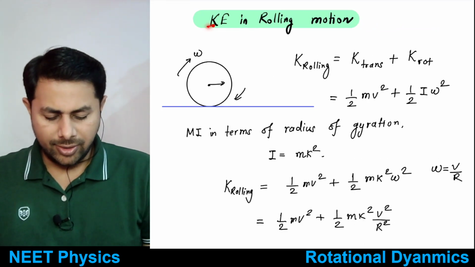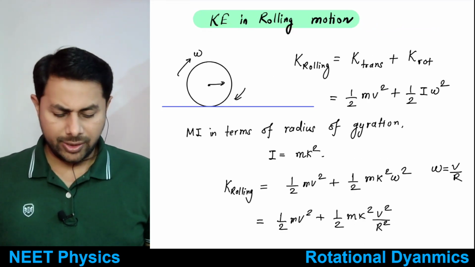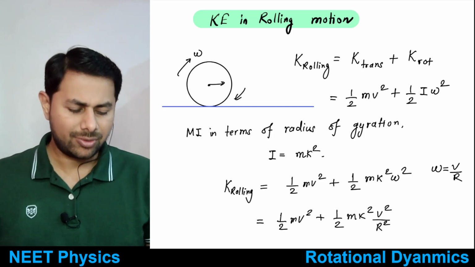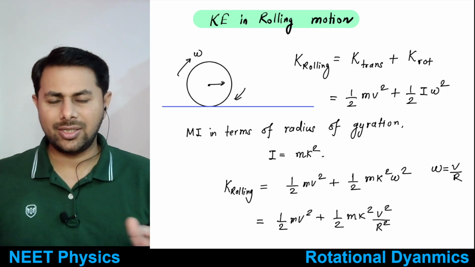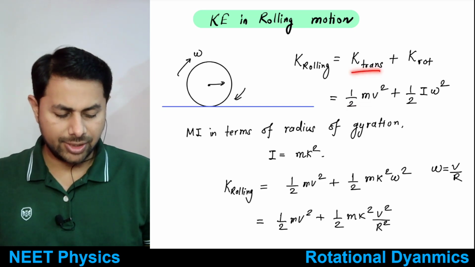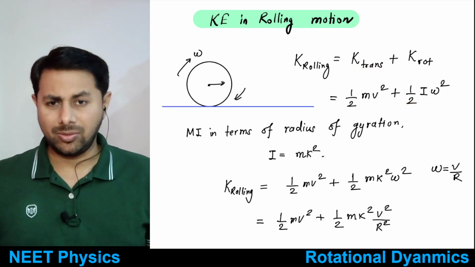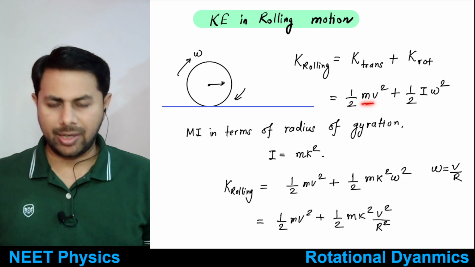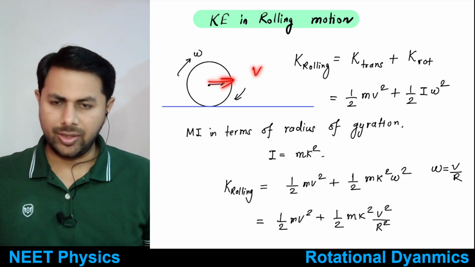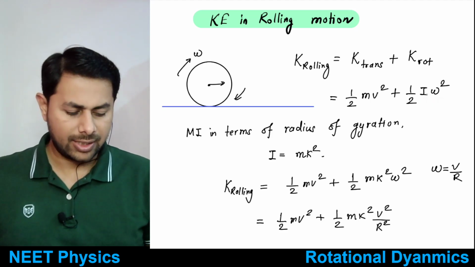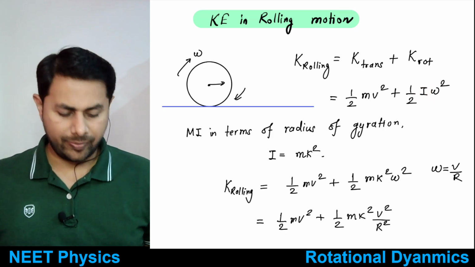So then let's talk about the kinetic energy in case of rolling motion. So we have just studied that rolling motion is just a combination of translational motion and rotational motion. So the kinetic energy in the rolling motion would be just the sum of the kinetic energy of translational motion and kinetic energy of rotational motion, right? So kinetic energy in translational motion is half of mv square. Suppose this body is moving with speed v, so it is half of mv square. And kinetic energy of rotational motion is what? It is half of I times omega square. I is moment of inertia of this body, right?